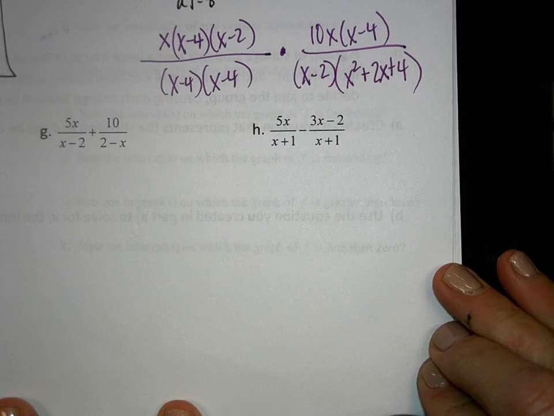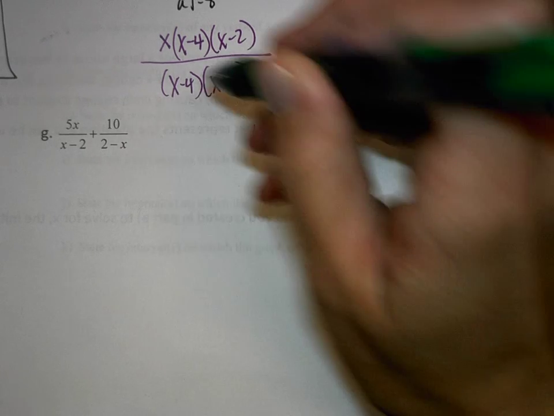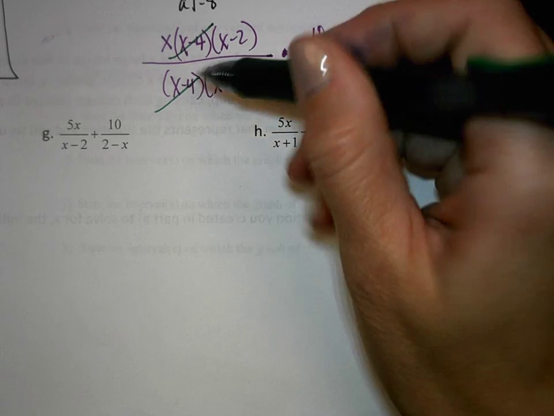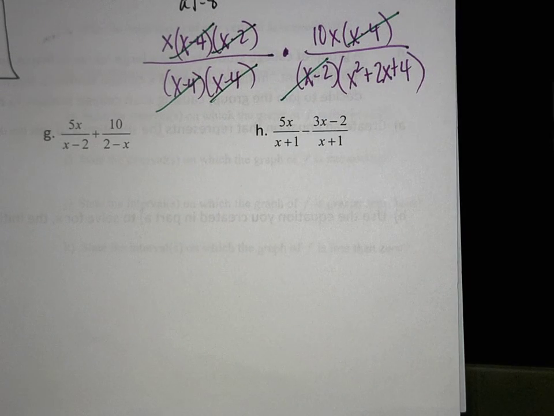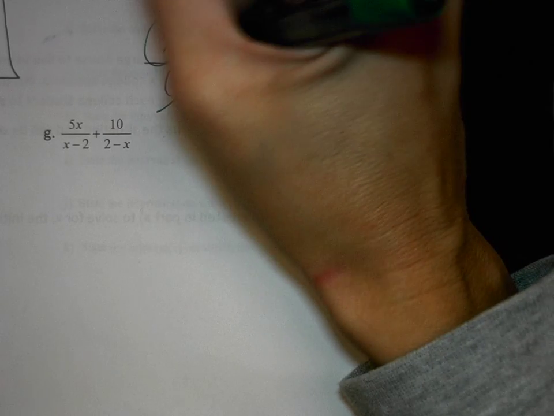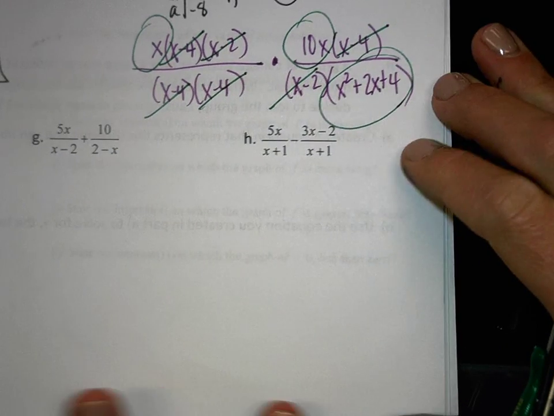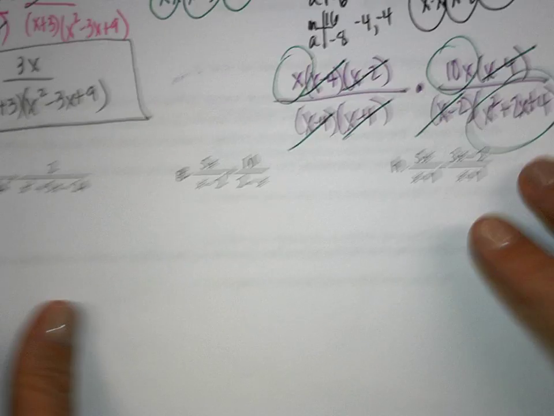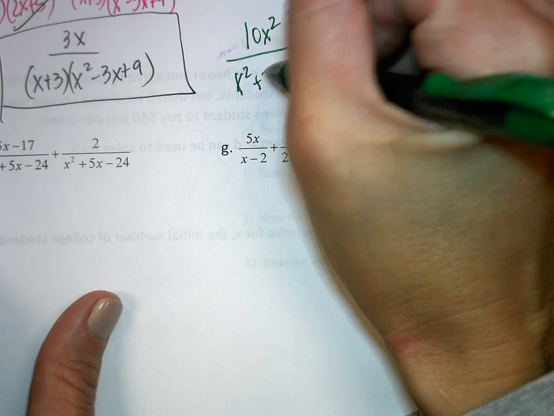Okay, so anything on the top can reduce with anything on the bottom. Do we see anything that can reduce? X minus 4. Another x minus 4. X minus 2. Anything else? Okay, so pay attention to what's left over. So we have those 3 things, and what does that end up becoming? Good, I'm going to write this over here. So 10x squared over x squared plus 2x plus 4.